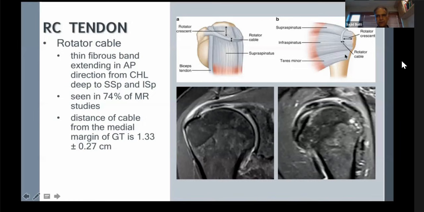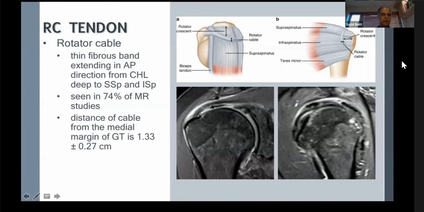Teres minor comes further posteriorly, but across the tendons of the supraspinatus and the infraspinatus, about 1.3 centimeters medial to the greater tuberosity attachment, you've got this band of tendon fibers which are running anteroposteriorly. From the sagittal imaging, you can see how it looks. And this thickened tendon, you can see it in the deep surface of the supraspinatus and the infraspinatus tendons.